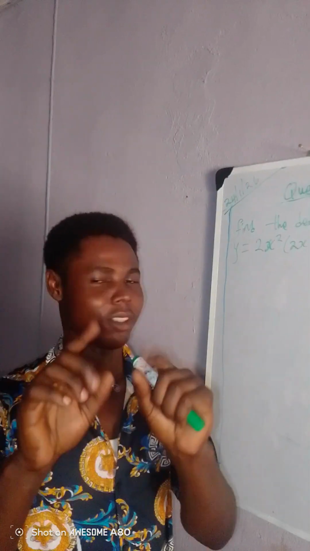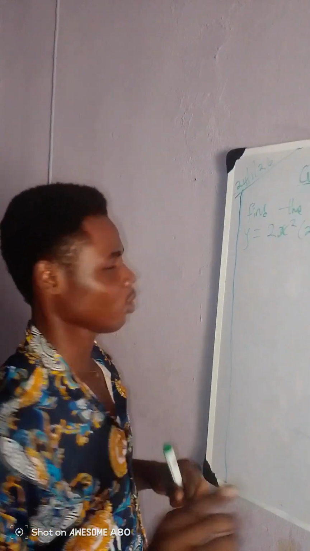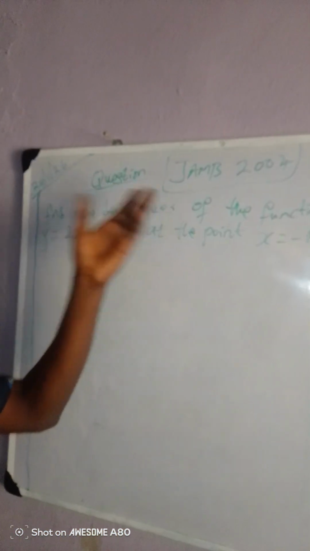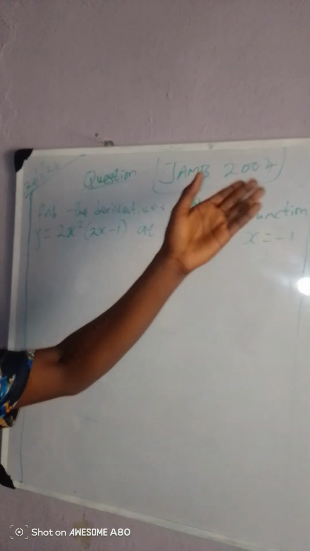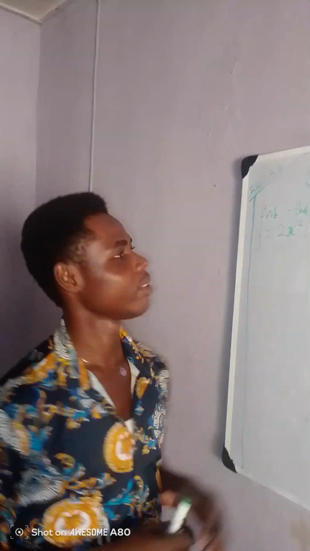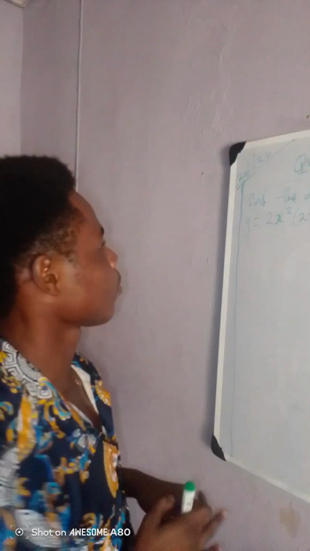Inevitable differentiation question. Very easy. Just follow me. We are going somewhere. Now the question, if you look at it, is a maths question, JAMB 2004. I know many of them were not even born when they wrote this JAMB.